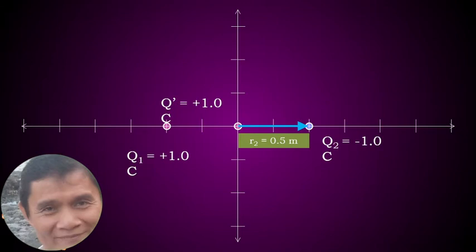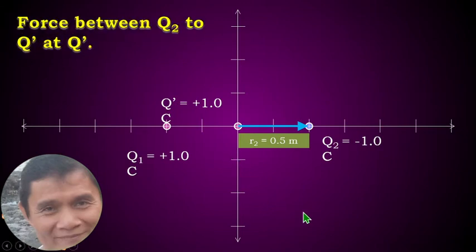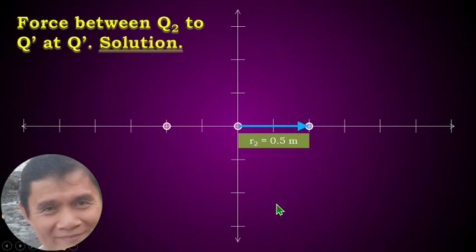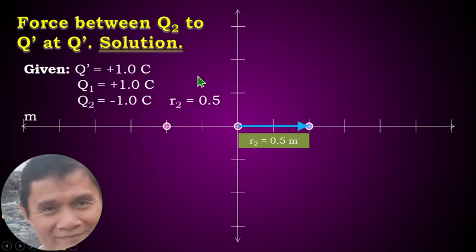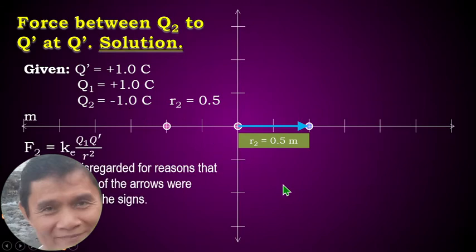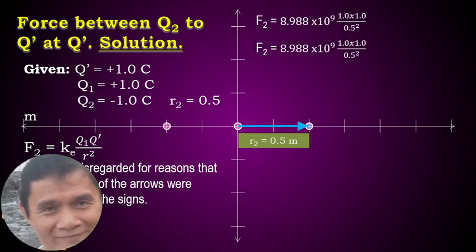Okay, next, the other force. This time, the force from Q2 to Q prime at the position of Q prime. Since they're opposite sign, therefore they are attracted. Okay, the direction is the same. And this is the solution. So Q prime is 1 Coulomb, and it is not anymore Q1. This is Q2, negative 1 Coulomb, at a distance of 0.5 meters. We disregard again the signs, and the solution is exactly the same sa kanina.